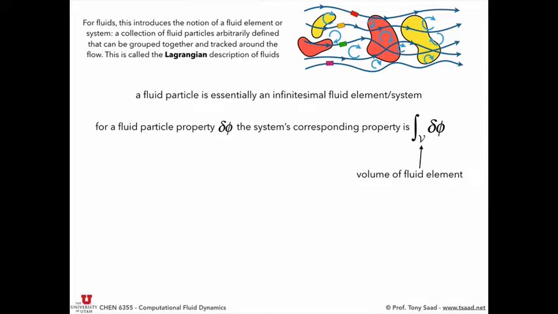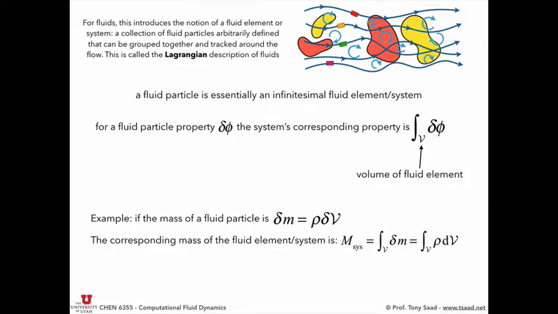Make sure you apply it to a fluid element or a fluid particle, because it applies on a Lagrangian system. So make sure that is very clear in your mind. So now for a fluid property, delta phi, the system's corresponding property, or the fluid element, the finite size, is the integral of that infinitesimal property. For example, if the mass is delta m, rho delta v, then the corresponding mass of the fluid element is mass of system. And you'll see I'm going to be using the word cis to describe system, to distinguish system.